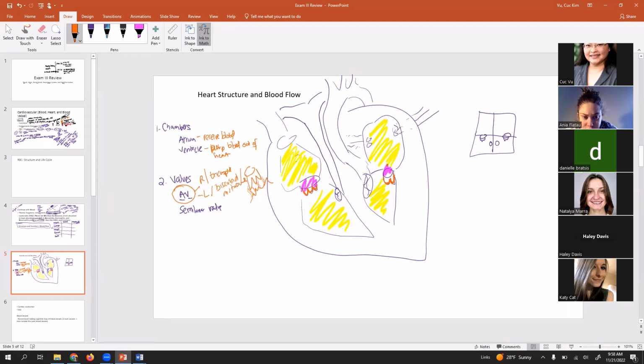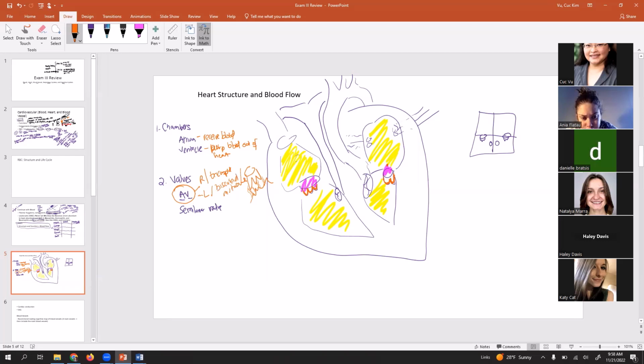So on the test, you would not say the left bicuspid valve because you only have one bicuspid valve. Nor would you say the left mitral valve because you only have one mitral valve. But if you are going to say the AV valve, then you have to indicate right or left. Make sense? Okay.